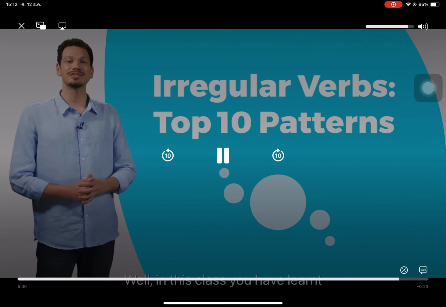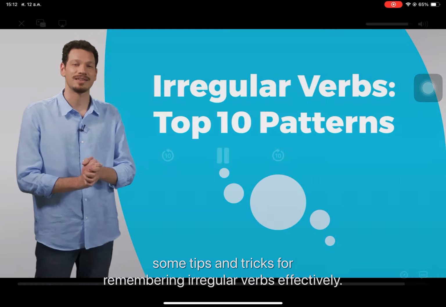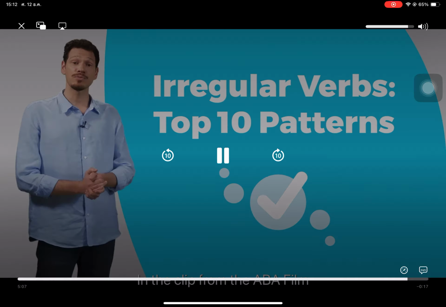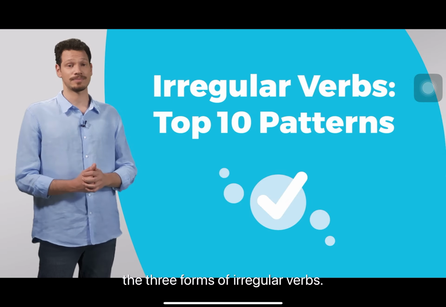Well, in this class, you have learned some tips and tricks for remembering irregular verbs effectively. In the clip from the ABBA film, we saw one method for memorizing the 3 forms of irregular verbs.